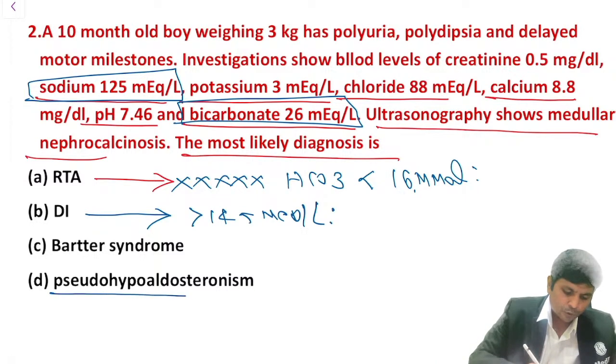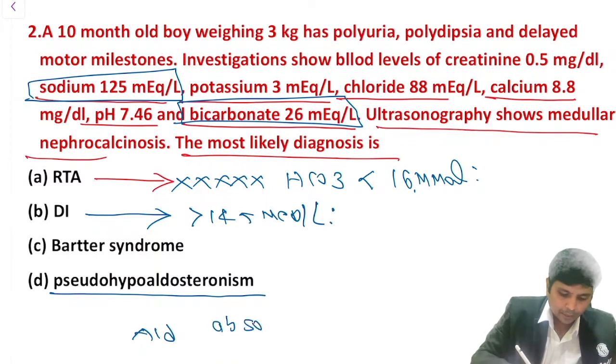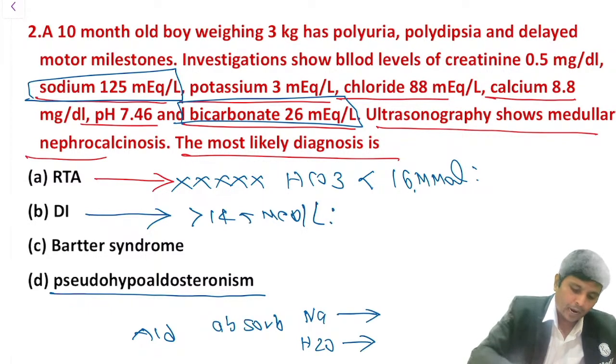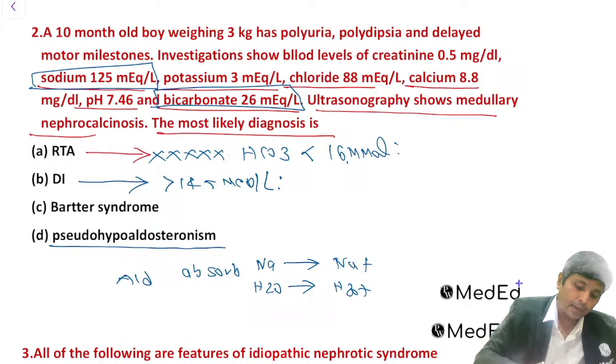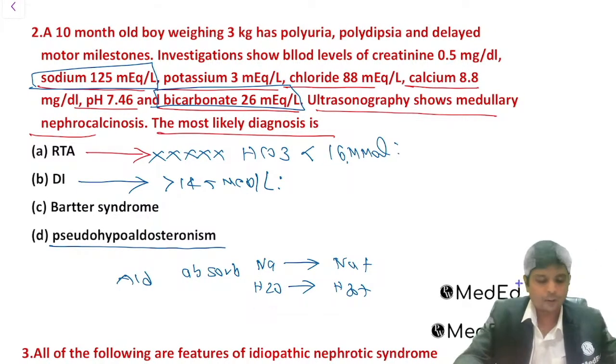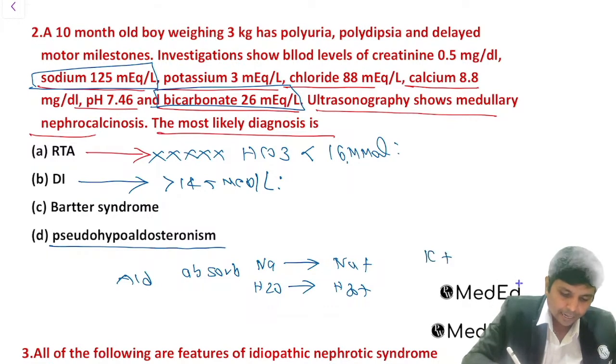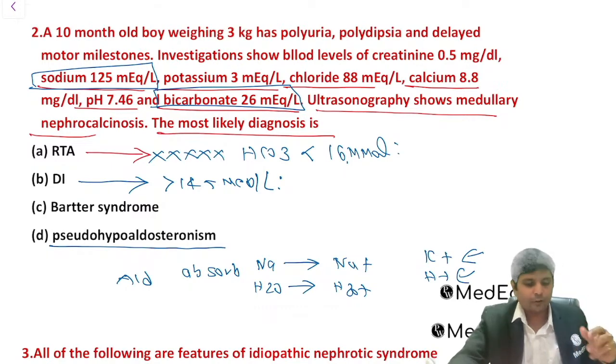Again, let us come to hypoaldosteronism. What is the role of aldosterone? Aldosterone usually absorbs sodium and absorbs water. It goes inside the body, so sodium will increase, water will increase as a result of the action of aldosterone, and your K plus will be secreted, H plus will be secreted. This is the action of aldosterone.